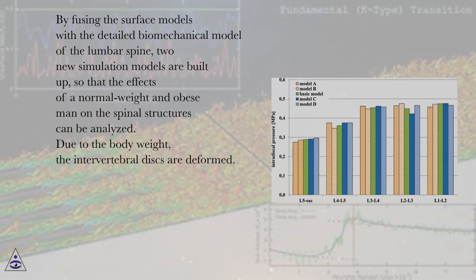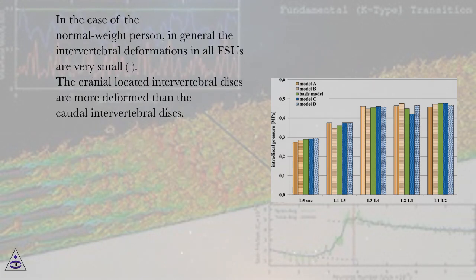All other model parameters are identical in both models. By fusing the surface models with the detailed biomechanical model of the lumbar spine, two new simulation models are built up, so that the effects of a normal weight and obese man on the spinal structures can be analyzed. Due to the body weight, the intervertebral discs are deformed. In the case of the normal weight person, in general the intervertebral deformations in all FSUs are very small. The cranial-located intervertebral discs are more deformed than the caudal intervertebral discs.